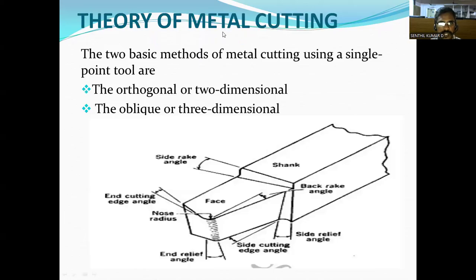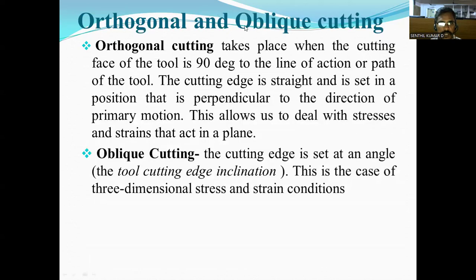Now we are entering into the theory of metal cutting. Actually, in metal cutting, there are two basic methods using a single point cutting tool. One is orthogonal or two-dimensional cutting. The next one is oblique or three-dimensional cutting. Orthogonal or two-dimensional cutting takes place when the cutting face of the tool is 90 degrees to the line of action or path of the tool. The cutting edge is straight and it is set in a position that is perpendicular to the direction of the primary motion. This allows us to deal with the stresses and strains that act in a plane.